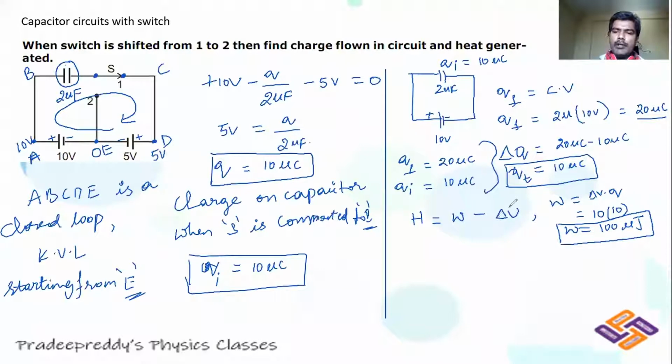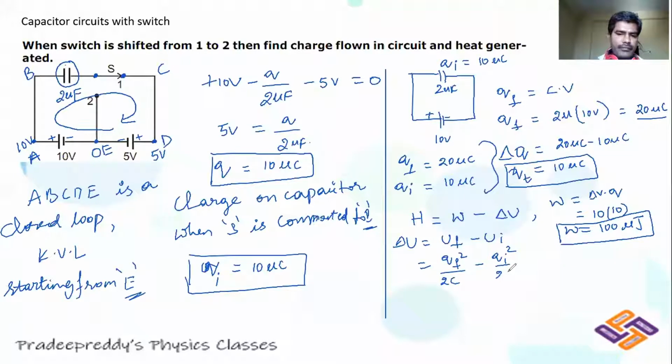And what about delta U? Delta U is potential energy difference. So delta U is equal to U final minus U initial. What is U final? U final is equal to Q final whole square divided by 2C, minus U initial, which is Q initial whole square divided by 2C.